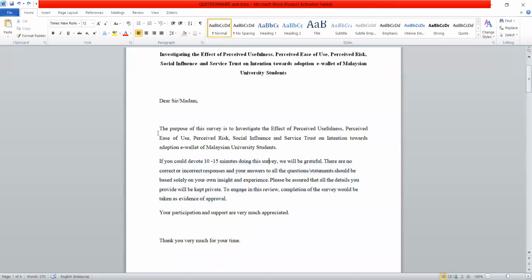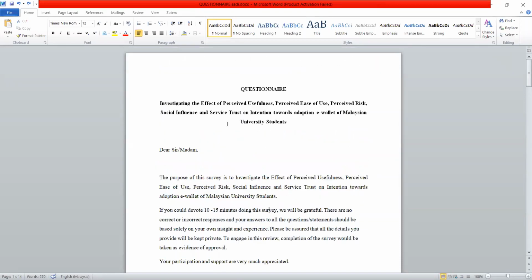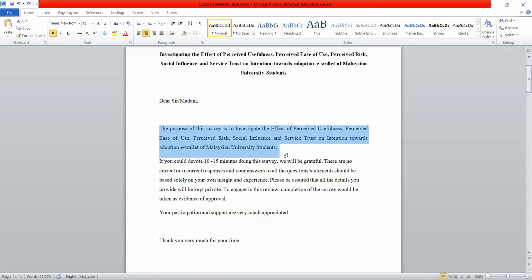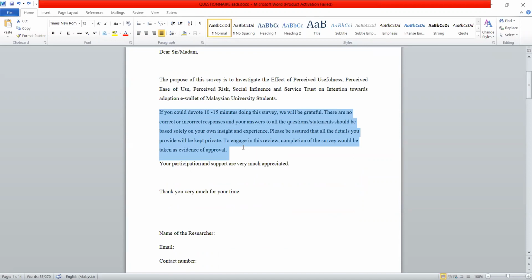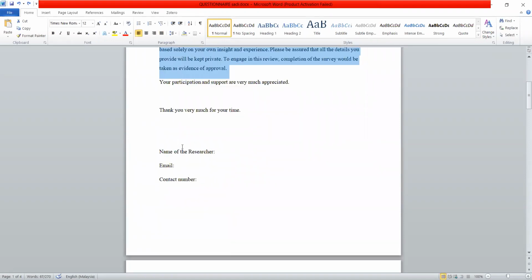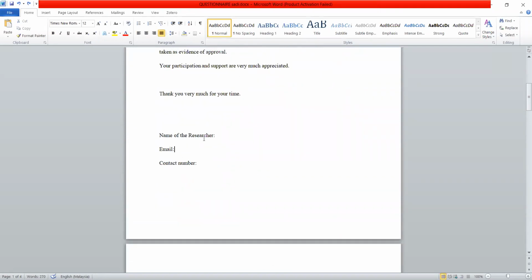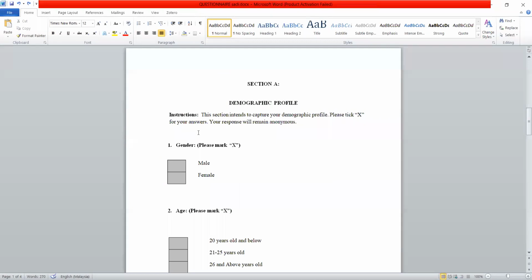No problem. So the questionnaire is like that. You have to give the title first, then you give some objectives, then you tell them that your data will be safe. You assure them. Then you give your name, your email and contact number so that anytime they can contact you. Then we go to the main part.